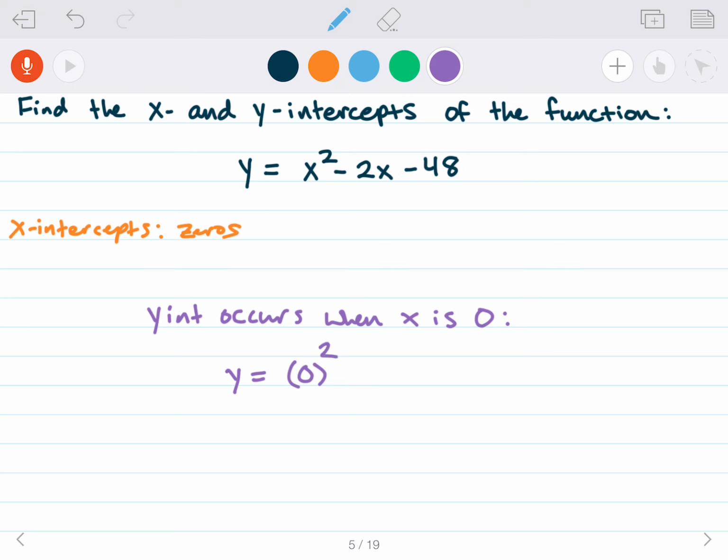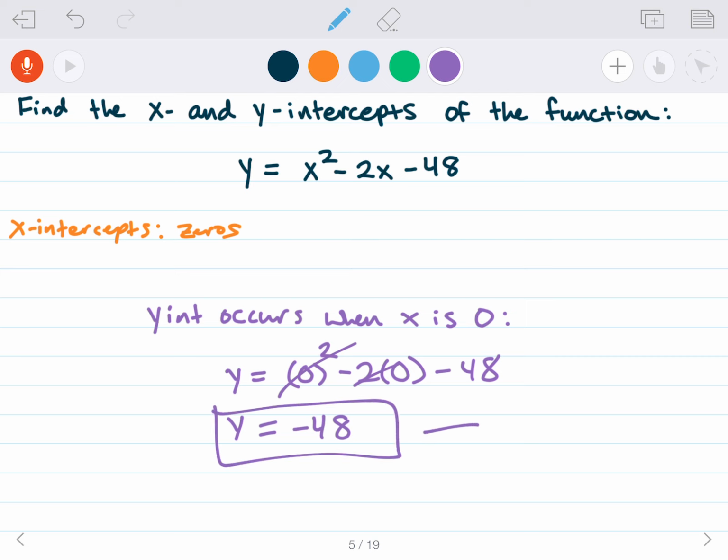So we have 0 squared minus 2 times 0 minus 48. The first two terms are 0, and we're left with minus 48. So this is our y-intercept. As an ordered pair, it's (0, -48) if you like that better.